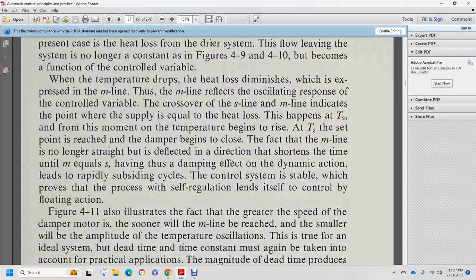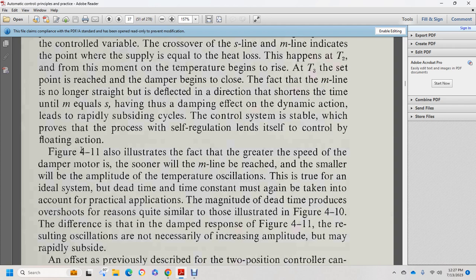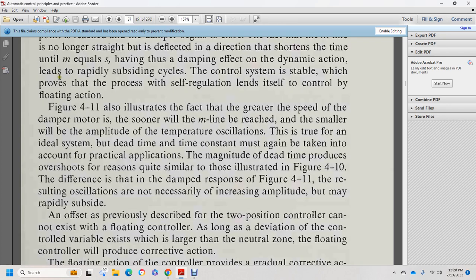Figure 4-11 also illustrates that with a greater speed of the damper motor, the M line reaches a smaller temperature oscillation amplitude, as with the ideal system. But dead time and time constant must again be taken into account in practical application. The magnitude of the dead time produces an overshoot response quite similar to those illustrated in figure 4-10. Differently from the damper response in figure 4-11, the resulting oscillation does not necessarily increase in amplitude or rapidly subside.